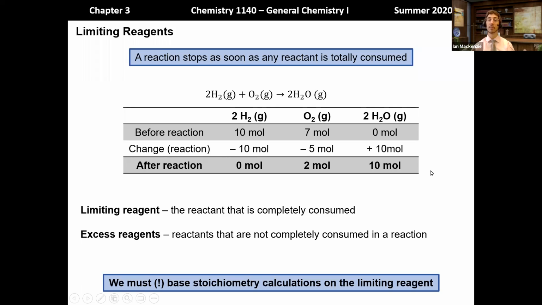However, if I based my stoichiometric calculations on oxygen instead, and didn't account for the limiting reagent, I would say, well, I have 7 moles of oxygen gas to begin with. So there are 2 moles of water for every 1 mole of oxygen gas. So if I started with 7 moles of oxygen gas, I must produce 14 moles of water. But in reality, I only produce 10 because I run out of hydrogen first. So that's why it's absolutely necessary to first figure out what the limiting reagent is, and second, base stoichiometric calculations only on the limiting reactant and not on the amount of the excess reactants.